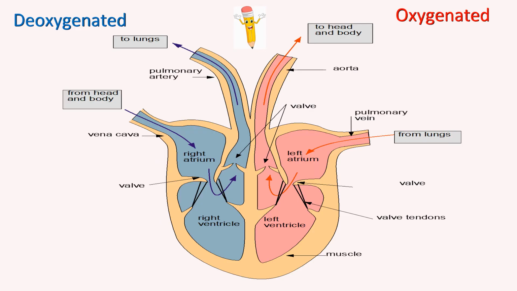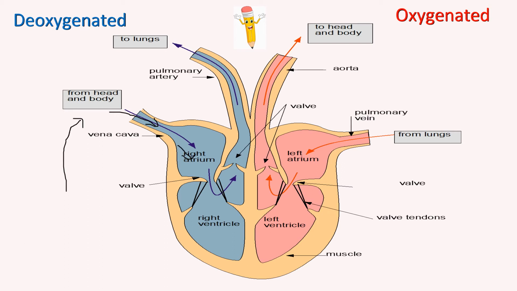So to summarise everything that has just been said, the deoxygenated side is always the right side of the heart, as the blood has not yet been to the lungs. The oxygenated side is always the left side because the blood has been to the lungs. When oxygen has been used by your body tissues, the deoxygenated blood comes through the vena cava and into the right atrium.